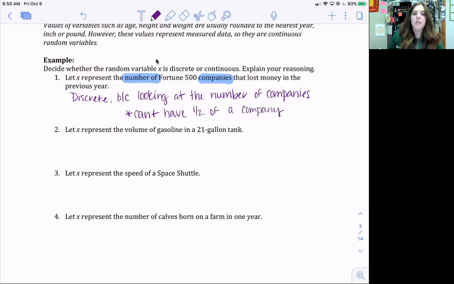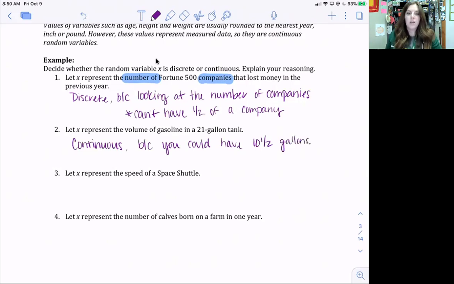All right. Looking at number 2, let x represent the volume of gasoline in a 21-gallon tank. So when you're talking about how much gas you have in your car, is it 1 gallon, 2 gallon, 3 gallon, or can you have half of a tank of gas? And the answer is yes, which makes this continuous. Because you could have 10.5 gallons. Okay, I want you to try example 3 and example 4.